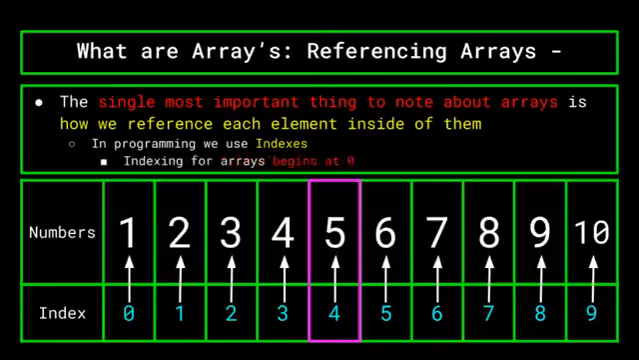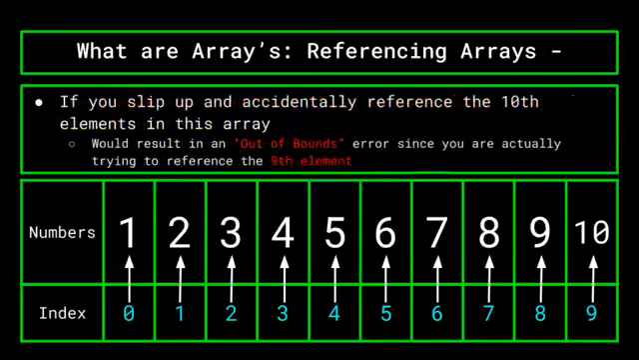It's extremely weird and confusing, but it's one of those programming quirks you're going to have to memorize and commit to memory. If you were to not follow this nomenclature and refer to the last element in this array as the 10th, you get what is referred to as an array out of bounds error, since you're trying to reference the 10th element, but there is no 10th element. What you're actually trying to do is reference the 9th element.